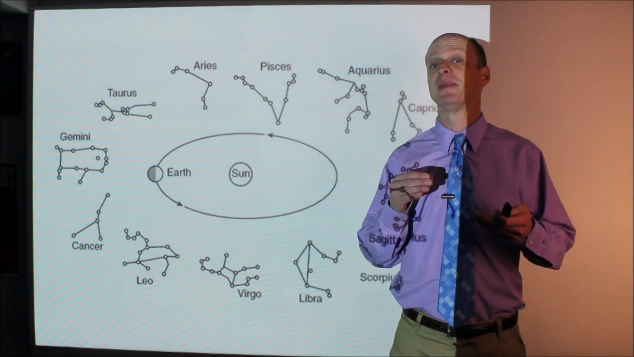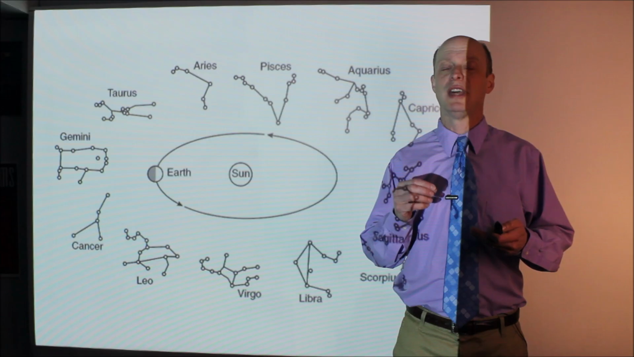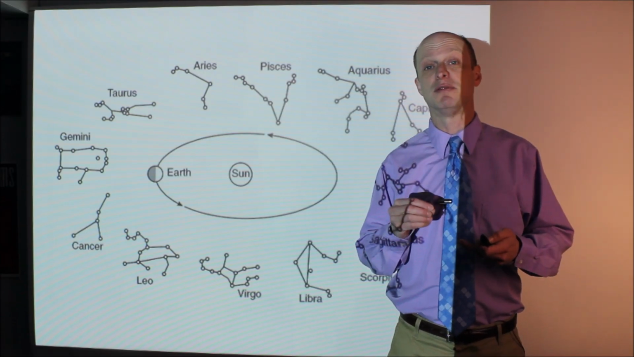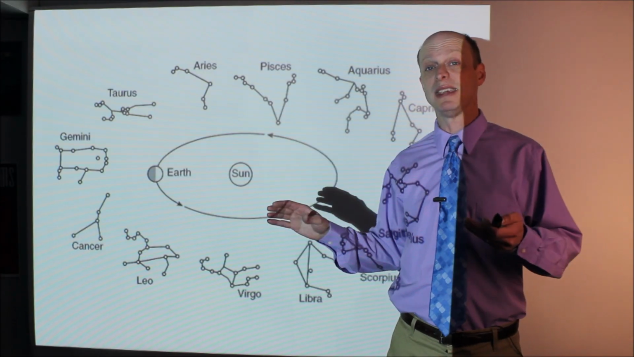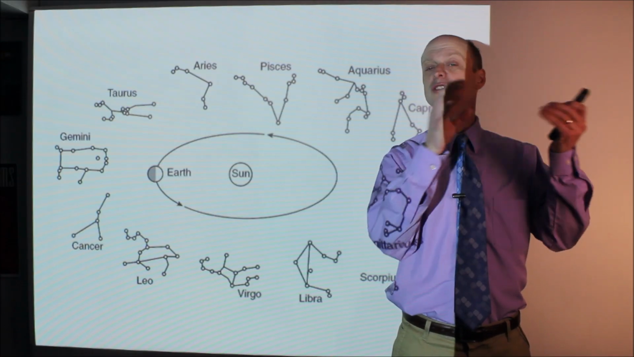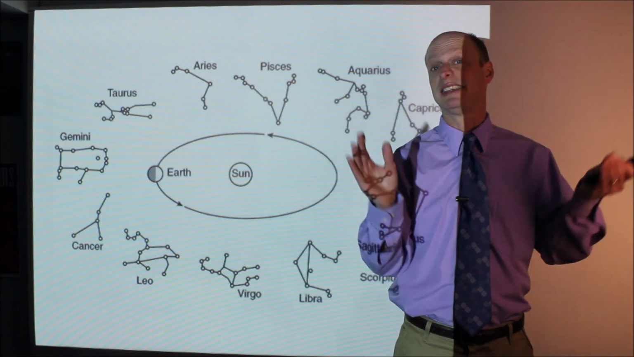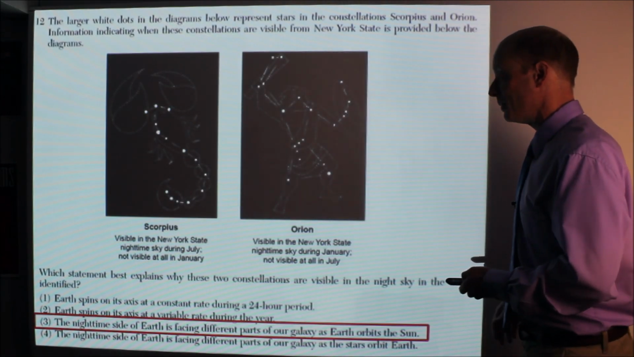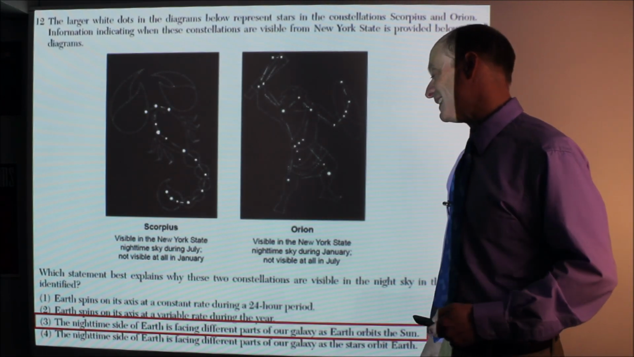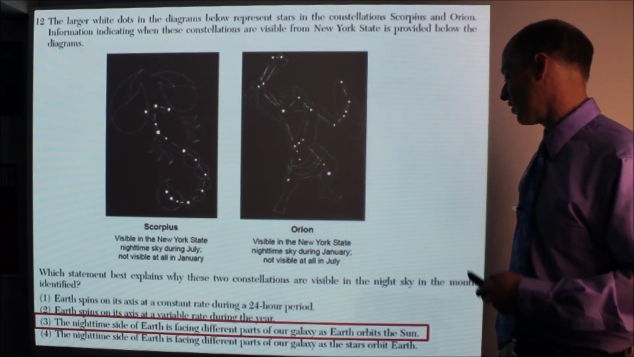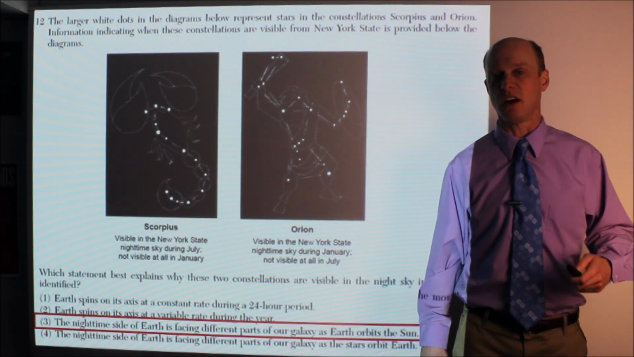I often like to say, Earth at night is facing different sections of space at different times during the year, and therefore you see stars in that section that your nighttime Earth is facing. So therefore the best answer here is choice 3. The nighttime side of Earth is facing different parts of our galaxy as Earth orbits the sun.